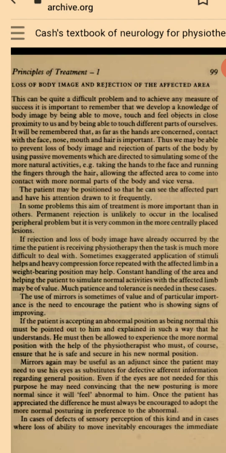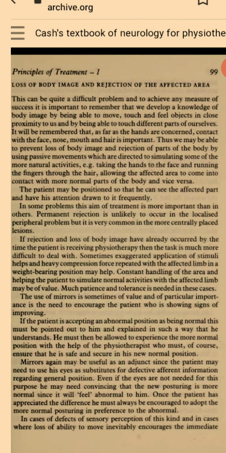It will be remembered that as far as the hands are concerned, contact with the face, nose, mouth, and hair is important. Thus, we may be able to prevent loss of body image and rejection of parts of the body by using passive movements which are directed to stimulating some of the more natural activities.